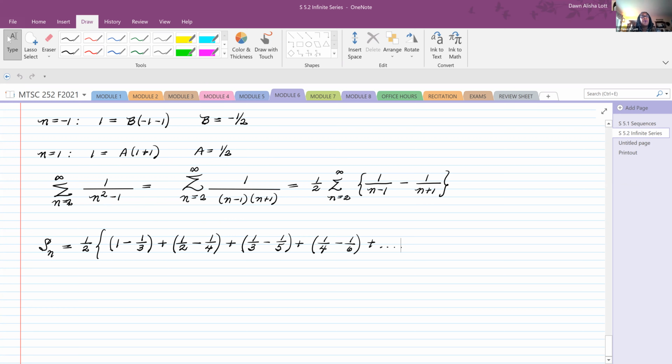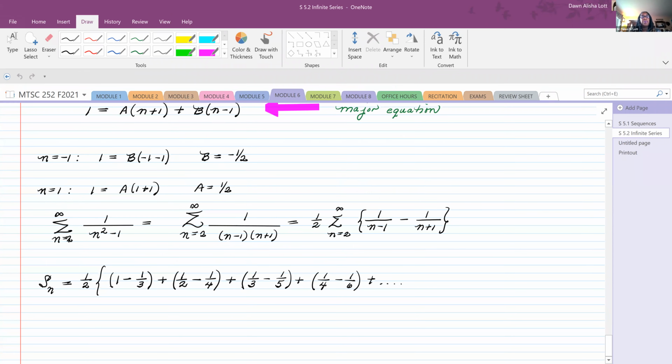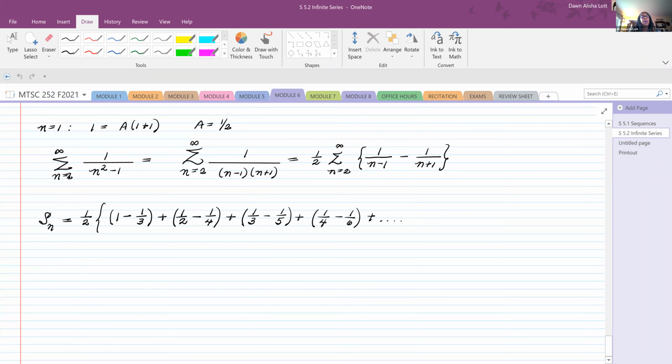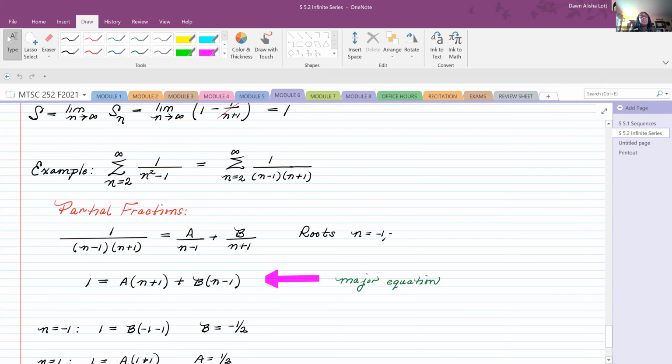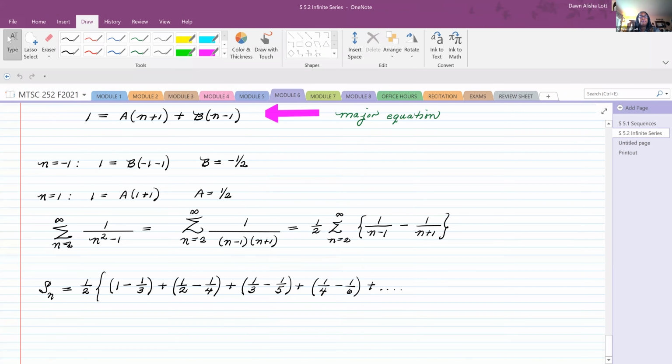We solve for A and B. We find out that A is equal to 1/2, B is equal to -1/2. And then we were able to write the nth partial sum of this telescoping series. Now you can't tell it's telescoping until you actually write it out. There are other ways to determine whether this series converges. We'll talk about that, but for right now, this is a telescoping series. And it being a telescoping series, we can find its actual sum.